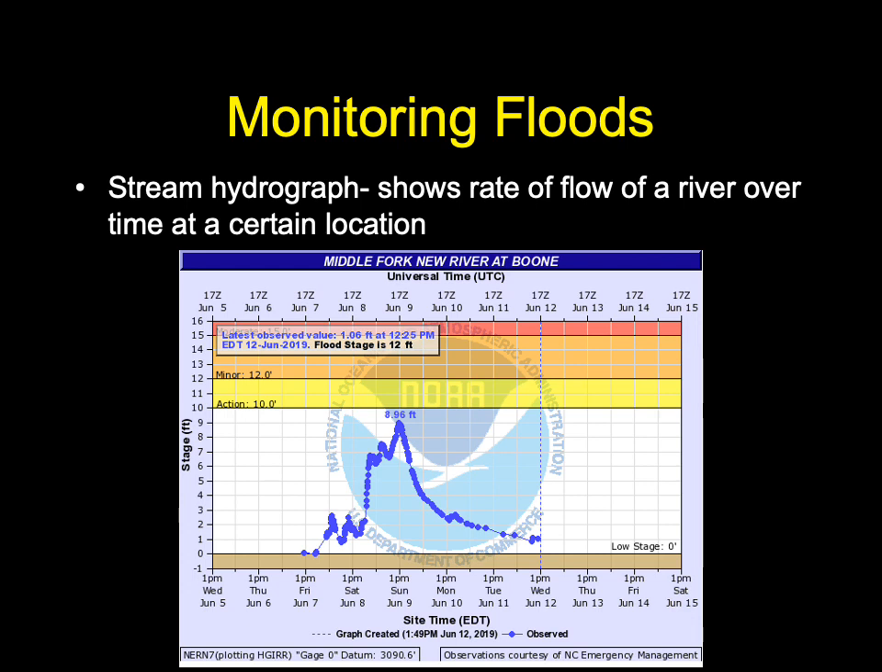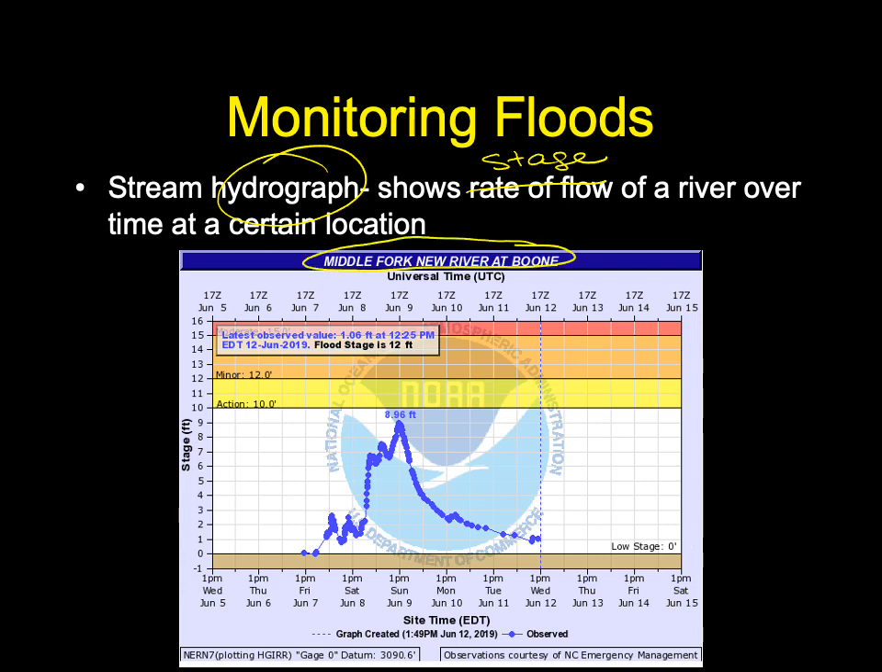But he also monitors how rivers behave over time, how often they flood and what it looks like when they flood. And he does that through something called a stream hydrograph. Hydro, of course, means water. So this is a hydrograph. It's a graph of the stage, the elevation. I shouldn't say, it's not really the rate of flow. It's actually the stage of a river at a certain time at a certain location. So here's an example.